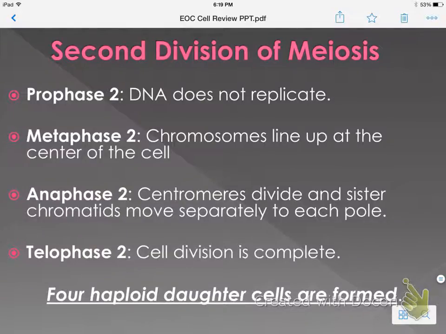The second division, we have prophase 2, metaphase 2, anaphase 2, telophase 2, and then cytokinesis is when your 4 haploid daughter cells are formed. Once again, pause here, go through this in your mind and kind of sketch it out on paper if that helps.